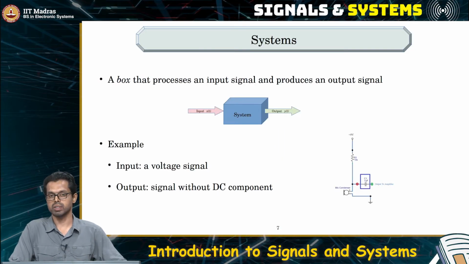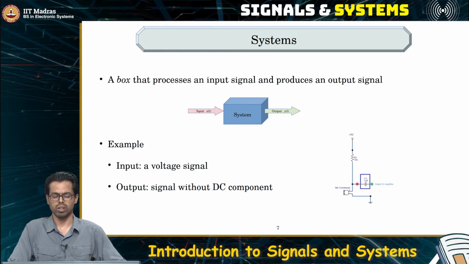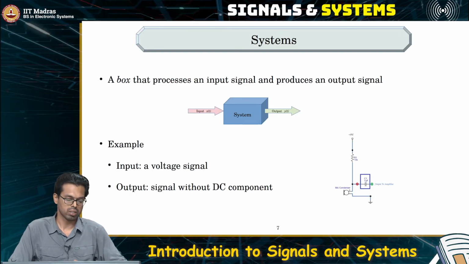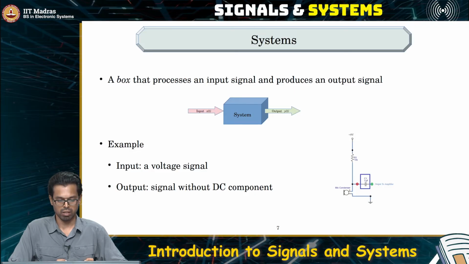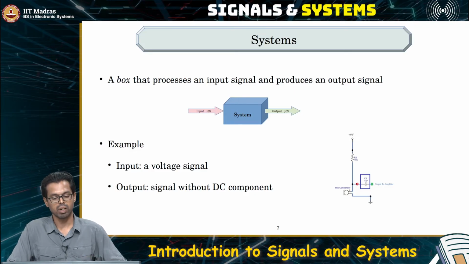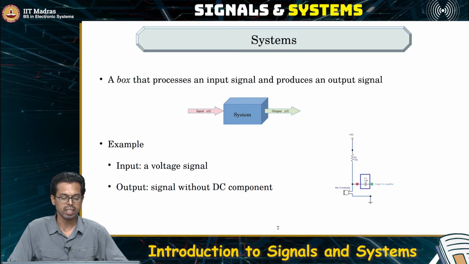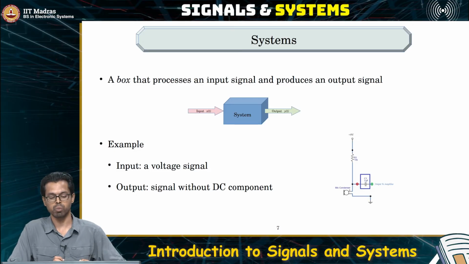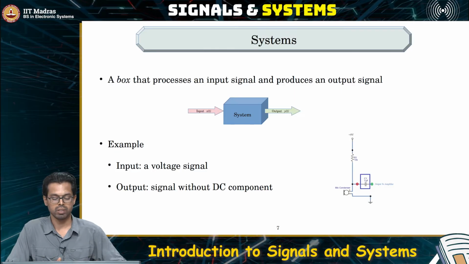Okay, now that we are done with signals, or we have been introduced to signals, let's try to understand what are systems. A system is basically nothing but a box. We can say that a system could be simply something that takes an input, processes it somehow, and then produces an output. So any box that takes an input and then does some processing to it and then produces an output is called a system.